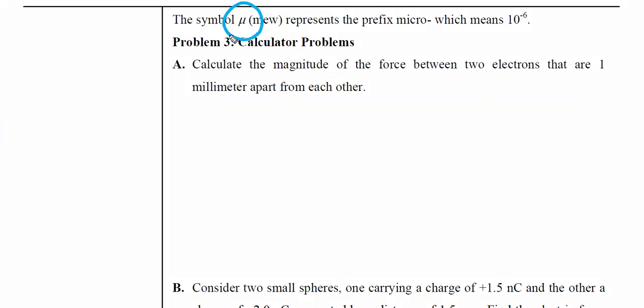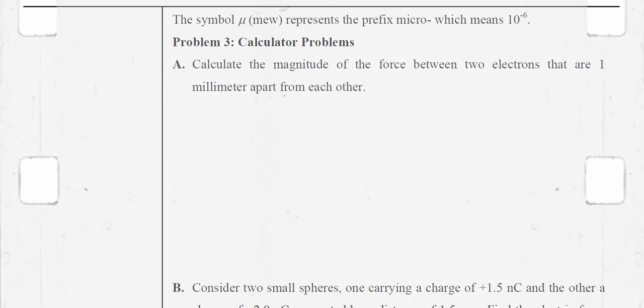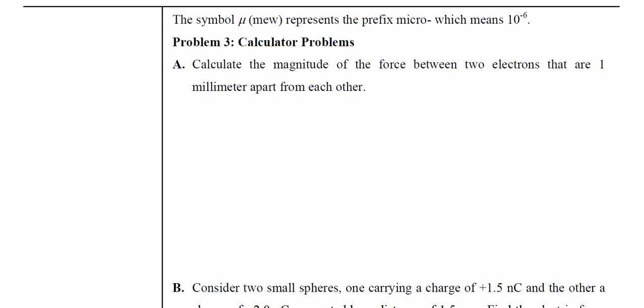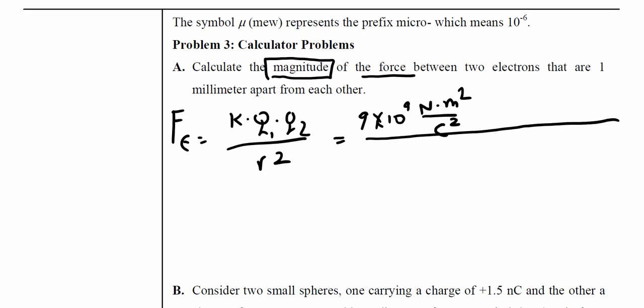Recall that the symbol mu represents micro, which is 10 to the negative 6. So let's go ahead and use the calculator for some of these problems. We're going to calculate the magnitude of the force. This means don't worry about the positives or negatives as for the sign of the answer. We're going to calculate the force between two electrons that are 1 millimeter apart.